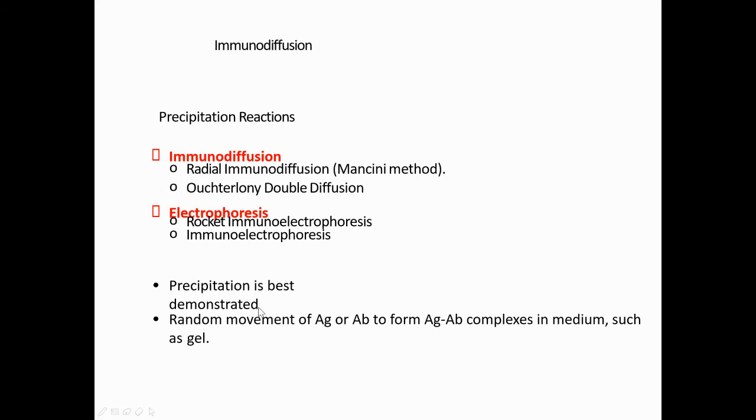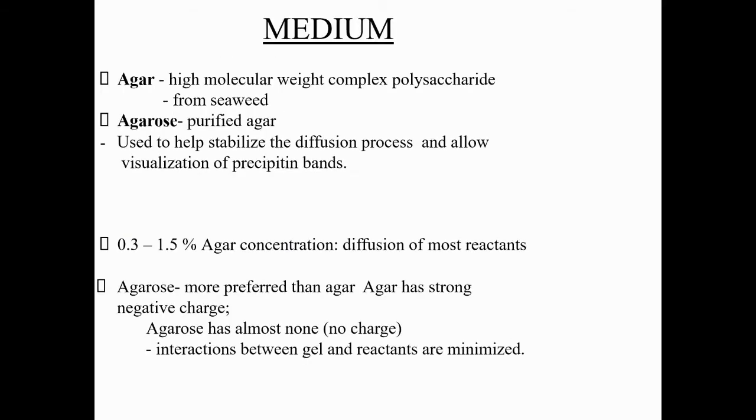best demonstrated when the random movement of antigen and antibody forms an antigen-antibody complex in a medium such as gel, as I already explained. So let us move to the medium. What mediums do we use in immunodiffusion? One medium is the gel medium. We can prepare the gel from two things: one is agar, and the second is agarose.